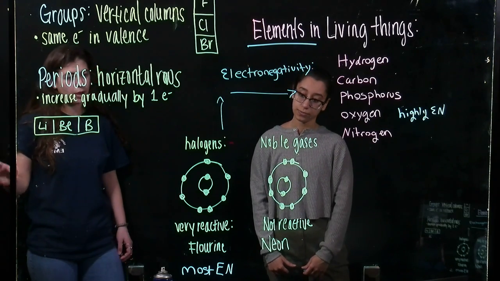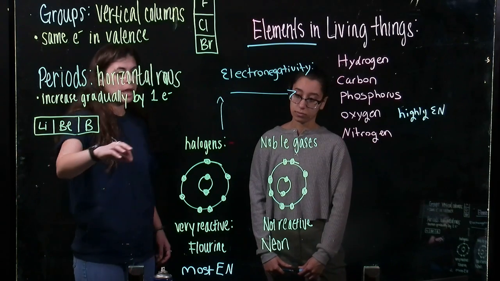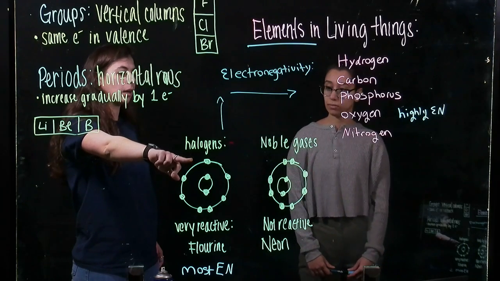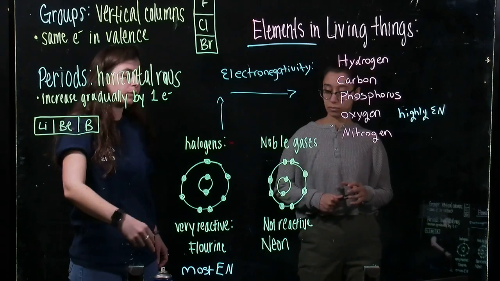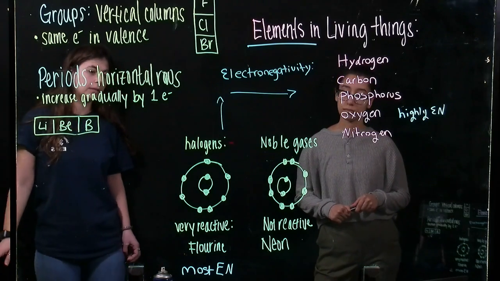So this brings us to our halogens group, which are very reactive because they're missing an electron in their outermost shell. So they don't fulfill the octet rule, and they're trying to grab their last 8th electron. An example of this would be fluorine, which is the most electronegative element on Earth.